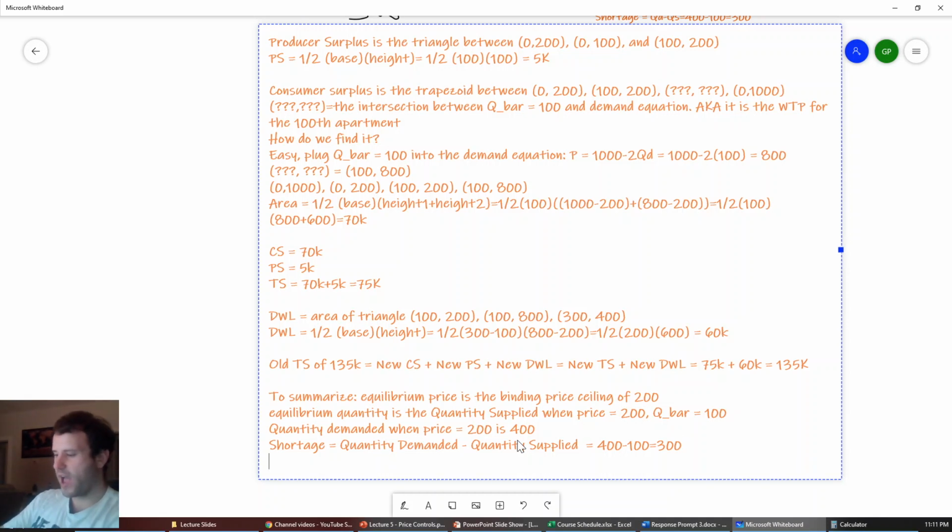Okay. Then we had producer surplus, which is the area between P equals 200 and the supply curve, given by the points (0, 200), (0, 100), and (100, 200). Those would be the three points. And that area, so PS, was 5K.